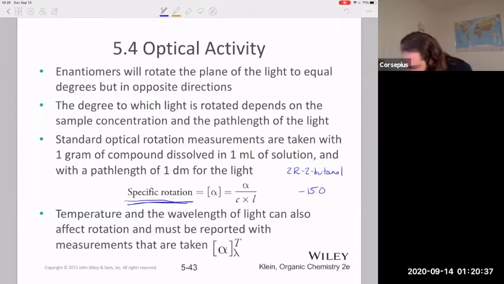When you see these specific rotations reported, you'll see them reported with a temperature and a wavelength as well, because they do depend on that sort of thing. They also depend on concentration. So standard would be 1 gram dissolved in 1 milliliter of solution through a fixed path length of 1 decimeter. Okay, so these are the conditions that we use to standardize so that we can compare things very easily.